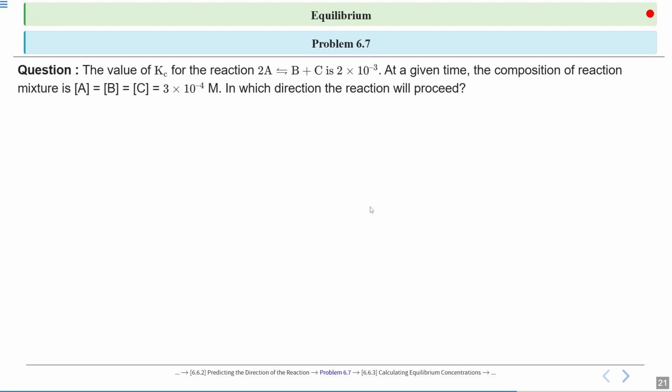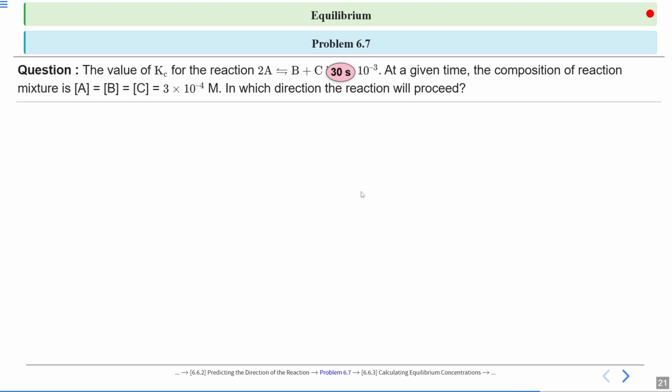Suppose the value of Kc for the reaction 2A giving B plus C is 2 into 10 to the power minus 3. Then at a given time, the composition of the reaction mixture will be A equals B equals C equals 3 into 10 to the power minus 4. Then you have to decide in which direction the reaction will proceed. You are given the value of Kc, you are given the concentration of A, B and C at an instant, and you have to decide what will happen at that instant. Will the reaction go backward, forward, or stay in the same situation?